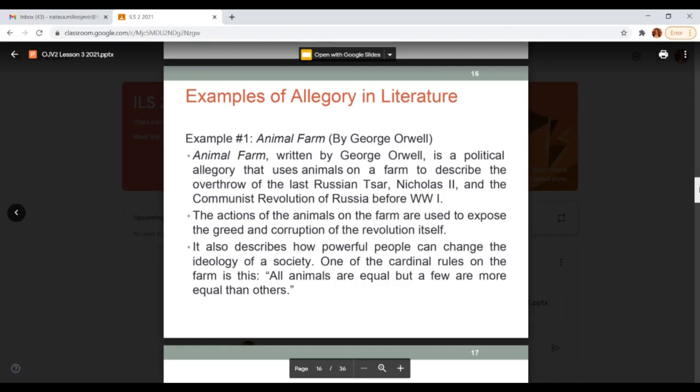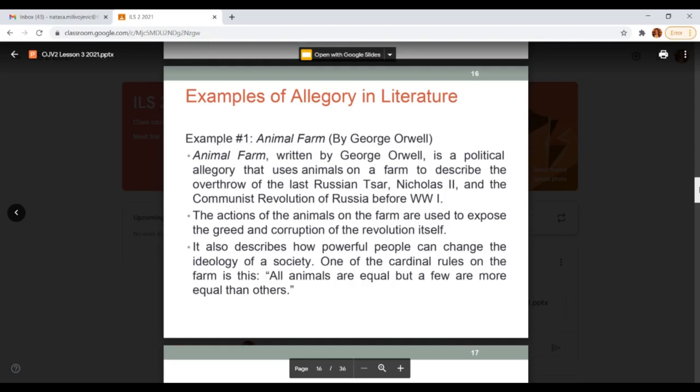So what happens in that particular novel is that the actions of the animals on the farm are actually used to expose the greed and the corruption of the revolution itself. And it also describes how powerful people can change the ideology of a society. And one of the cardinal rules on the farm is "all animals are equal, but some are more equal than others." And this thing also became a kind of moral to the story, which is often used on its own.